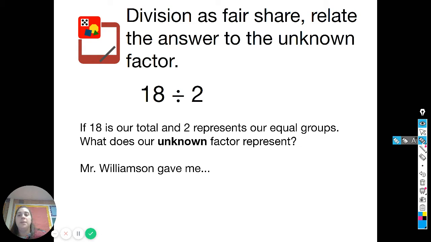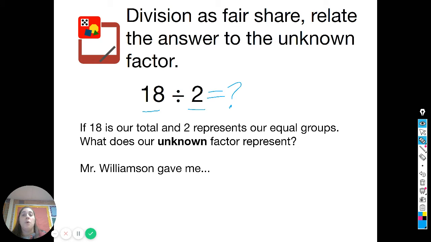18 markers, our total, divided into 2 groups, okay? So if 18 is our total and 2 represents our equal groups, what does our unknown factor represent? So this equals our unknown. Unknown, remember, is essentially what we don't know. And we didn't know, until we solved it, the answer to this equation.